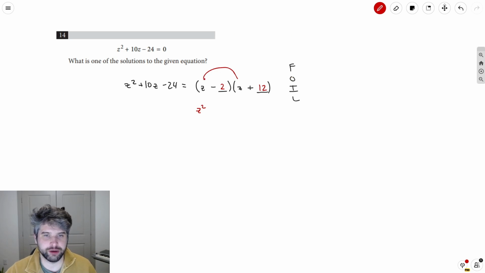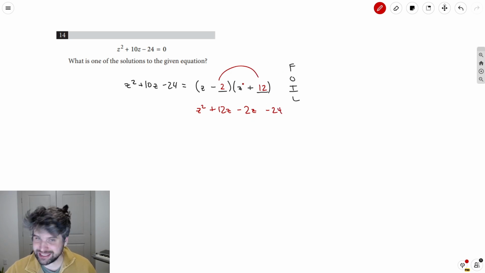The outer terms are going to be this z times 12, and that's going to get you 12 times z, so plus 12z. The inner terms are this negative 2 and this z right here, and so that's going to get you minus 2z. And the last terms are this negative 2 and this positive 12. When we multiply those together, we get negative 24.